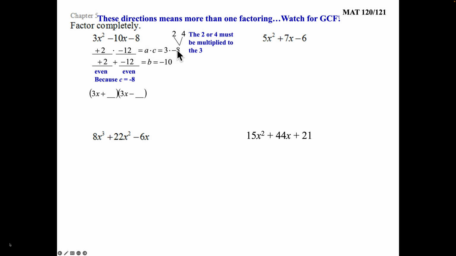3 times negative 8 is negative 24. 2 times negative 12 is negative 24. So the 2 goes in the plus blank. The 12 goes in the minus blank. No GCF here. GCF of a 3 here gives me x minus 4 when I divide 3 from both terms. There's my final answer.